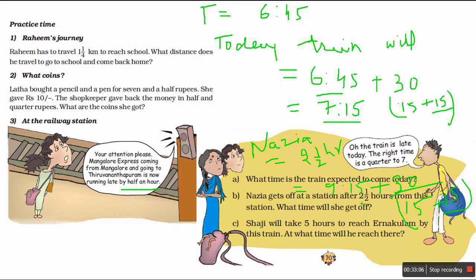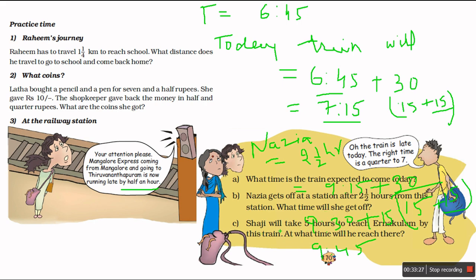Okay. So what is the time after 9:15? 15 minutes later, 9:30. And again 15 minutes is there. So 9:45. Nazia gets down at 9:45.